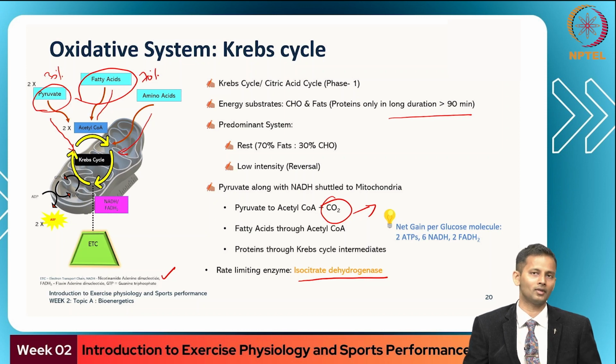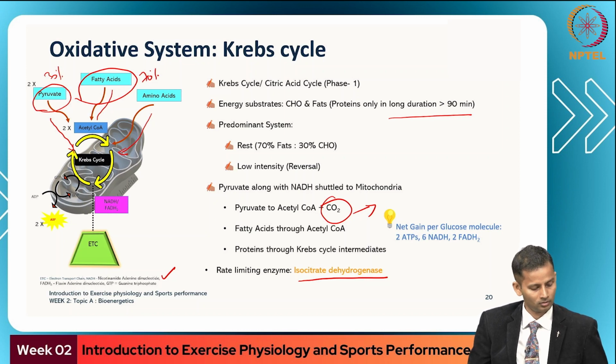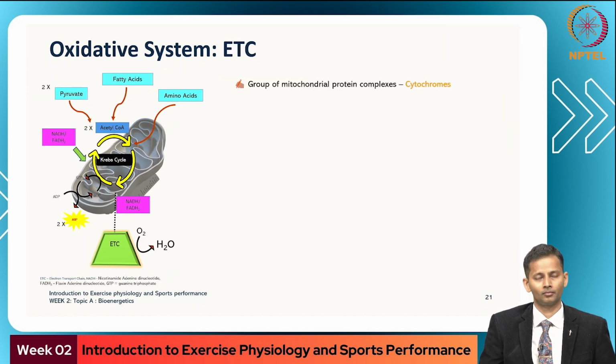FADH2 is another byproduct. It's called flavin adenine dinucleotide. Moving ahead, we focus on the electron transport chain.